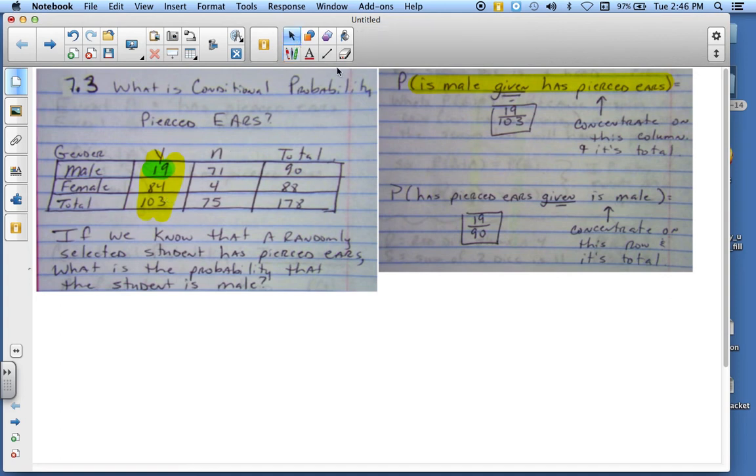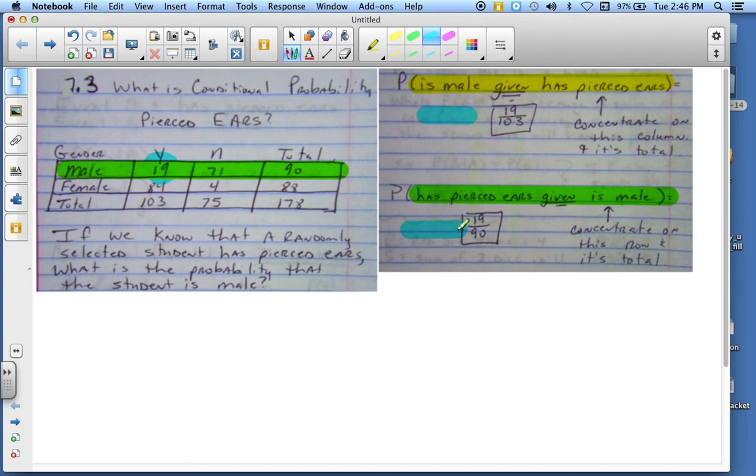Now the next thing we're going to do is the probability that someone has pierced ears given that they are male. Now this is slightly different, so we're going to take these highlighted areas away. The condition in this case is given that they are male. So we're going to look at this row, and then we're going to look at the probability that they have pierced ears, and that's going to be this right here. So 19 out of 90. Now notice that these two are not the same. This one right here and this one right here are going to give you different probabilities.